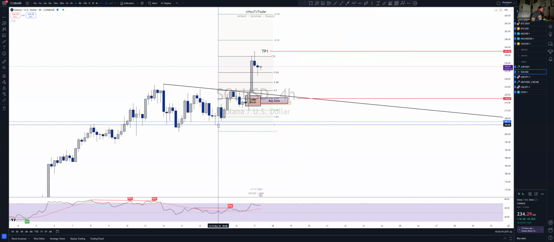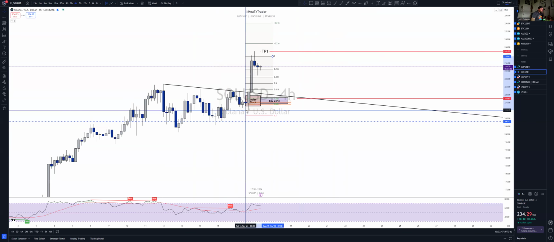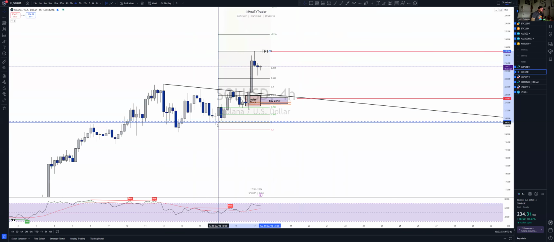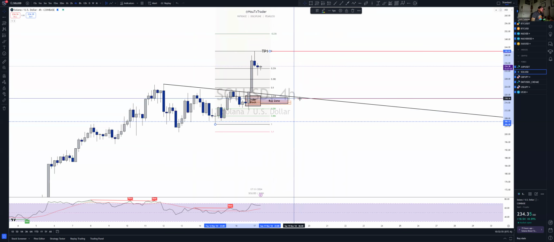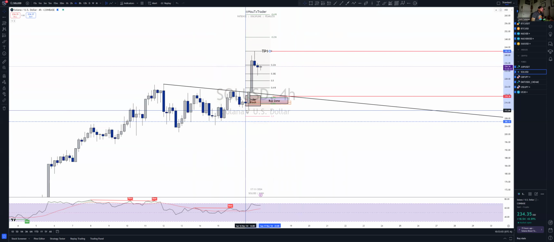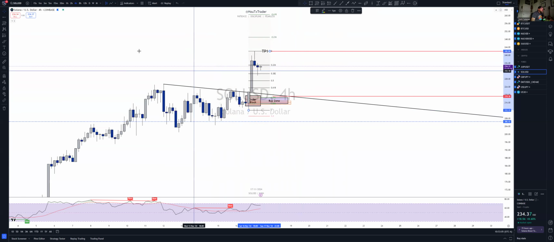But I also like the fib from the bottom where price took off to the top. Sorry, that first fib was probably wrong. Let me redraw that. From there to there, 61.8 is right there. All right, 61.8 right there. Now let's move this fib to the bottom of this current move. The top is the same.